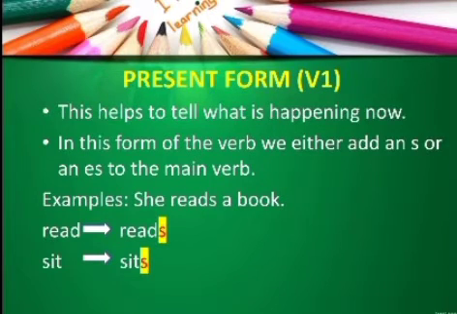Present form of verb, which is called V1 or first form of the verb. This helps to tell what is happening now. Remember, now. At present, what is happening? In this form of the verb, we either add an S or an ES to the main verb. Like, she reads a book. Read is my verb and I have added S to it. Right? Sit, sits. And this happens when your subject is singular. I hope this must be clear to you all.